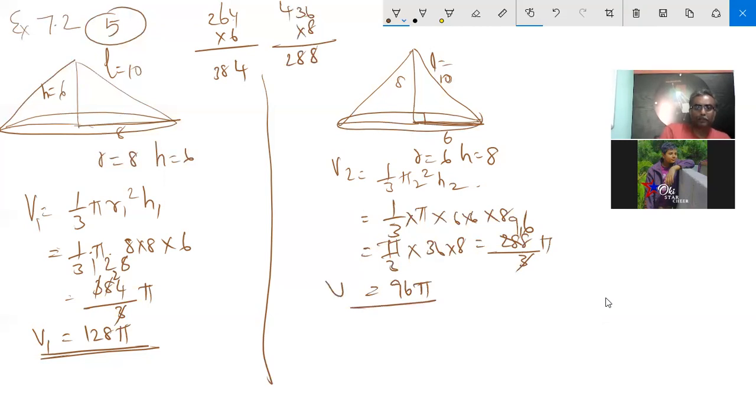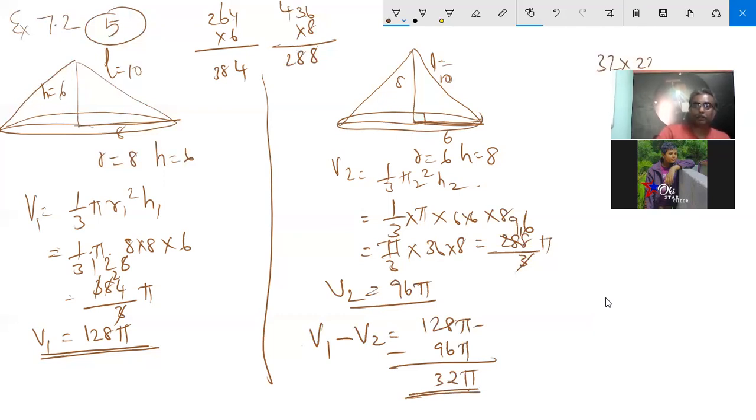So the question is asking, find the difference in volume. So difference in volume is equal to V1 minus V2. That is equal to 128 pi minus 96 pi. That is equal to how much pi? 8 minus 6 is 2, 12 minus 9 is 3, so 32 pi. Now 32 into 22 by 7 you should find out. 32 into 22, 64, again 64, 704. That is equal to 704.